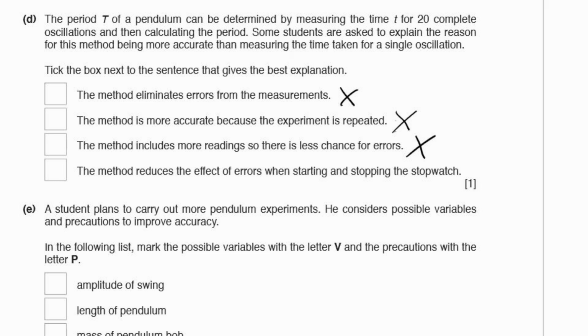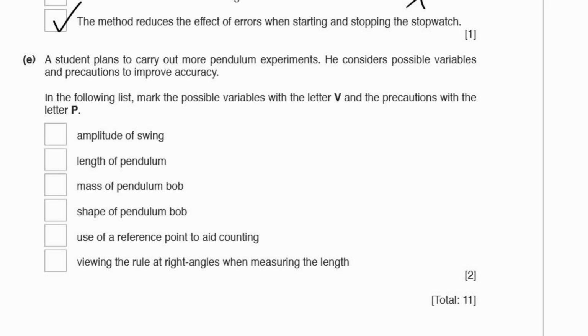And the last one, the method reduces the effects of errors when starting and stopping the stopwatch. And that's absolutely correct. Because in essence what you're doing is you're getting 20 oscillations, but you only start and stop the stopwatch once.